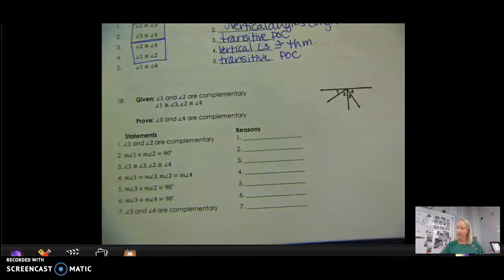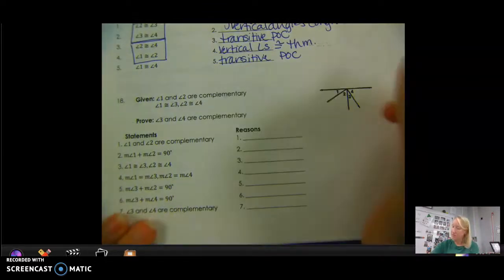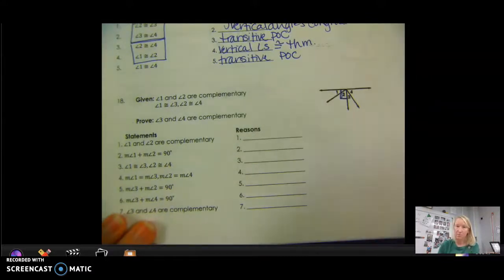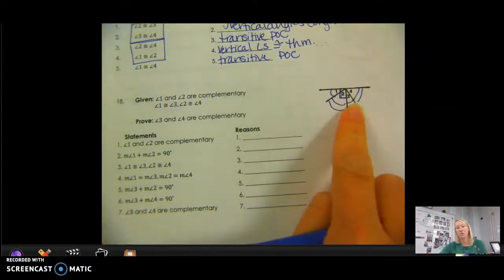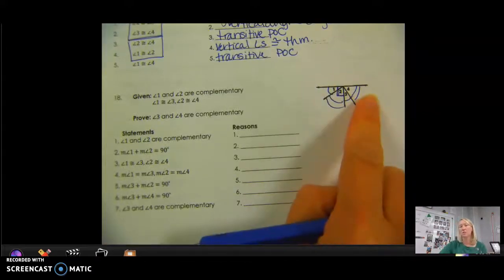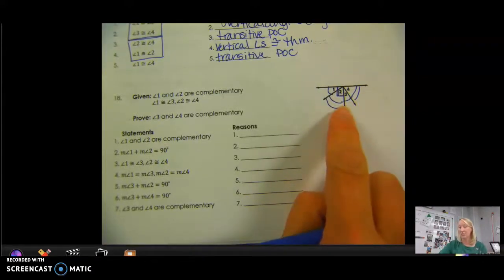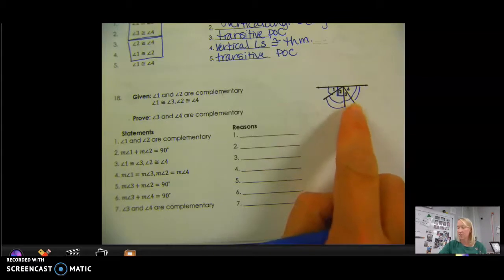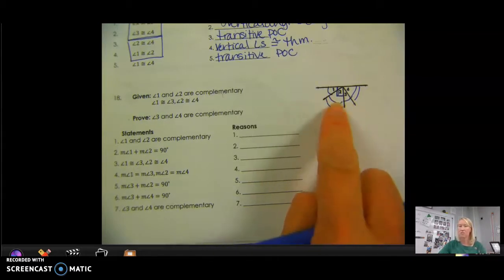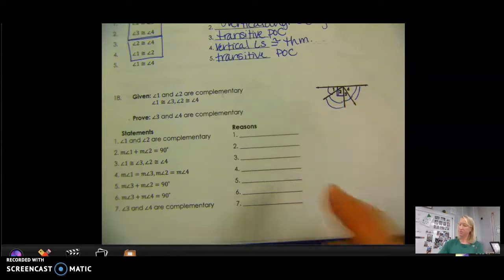Okay, 1 and 2 are complementary, that means that they make 90, so I'm going to put that in on the picture. 1 is congruent to 3, and 2 is congruent to 4. I'm going to put 1 arc here and 1 arc here to show that those 2 are equal, and 2 to show those are equal. Even though we are not supposed to go off the way it looks, we don't know that 1 is congruent to 2, and so on. So I can't put 1 arc in all of them.